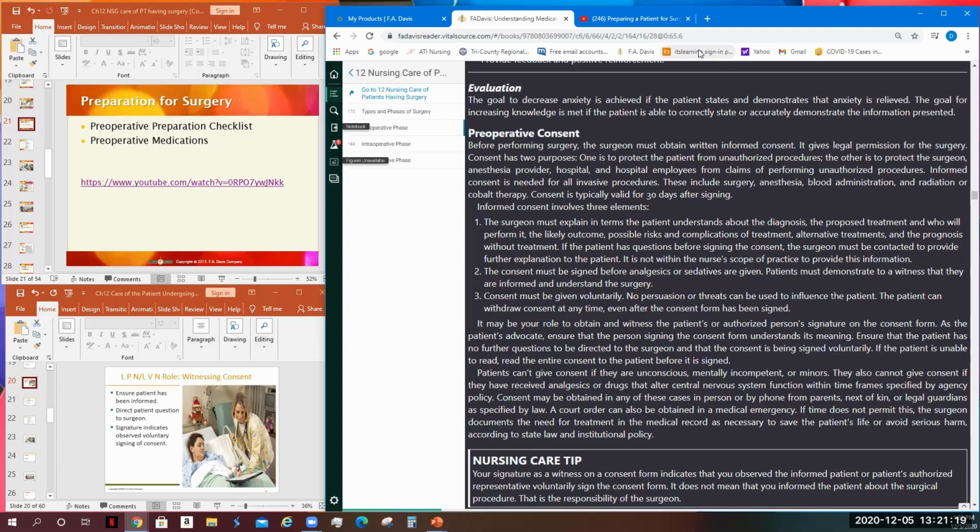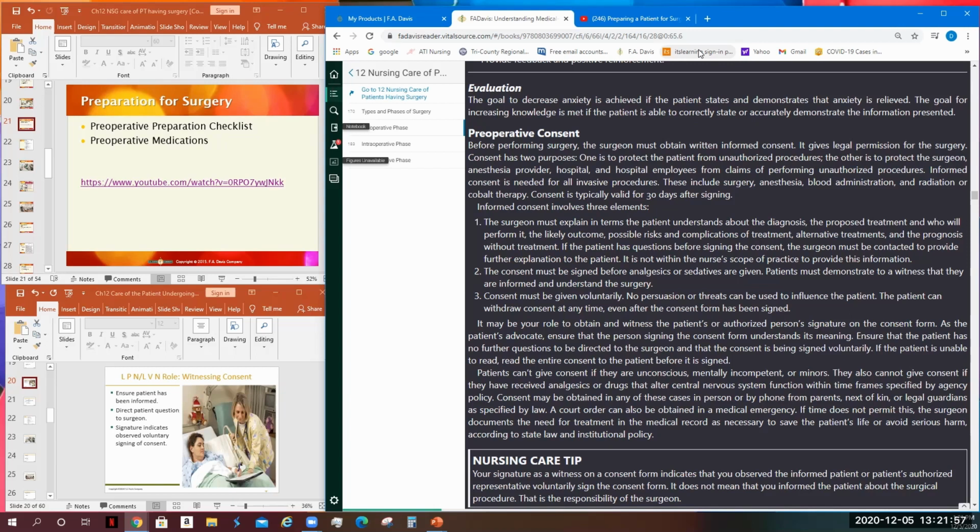Patients can't give consent if they are unconscious, mentally incompetent, or minors. They also cannot give consent if they have received analgesics or drugs that can alter central nervous system function within time frames specified by agency policy. Consent may be obtained in any of these cases in person or by phone from parents, next of kin, or legal guardians as specified by law.